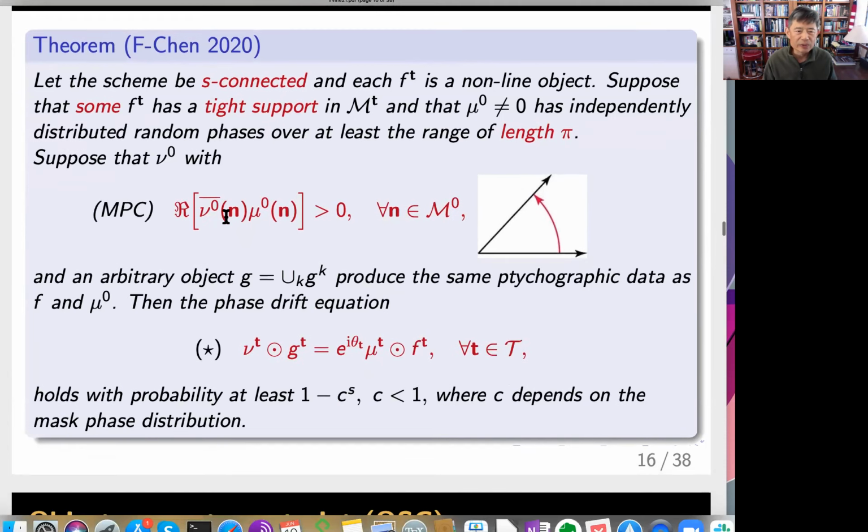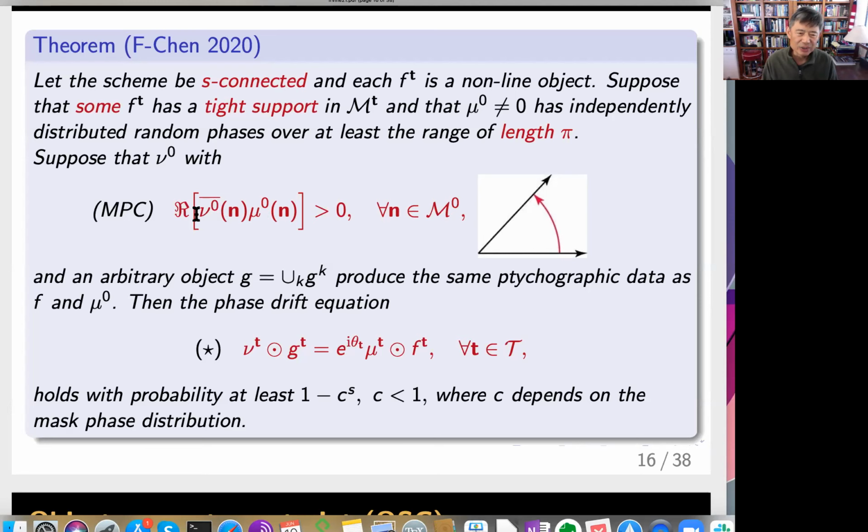So in other words, if you look at the inner product of the mask estimate and the original mask, the real part of that has to be greater than 0. Meaning that if this is the mask phase, original mask phase, and this is your mask estimate phase, the amplitude doesn't matter. The phase is important. The phase of the mask, the phase of the wavefront is important. That's your estimated wavefront. This is the original wavefront.